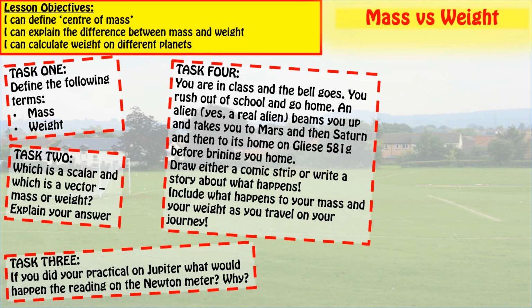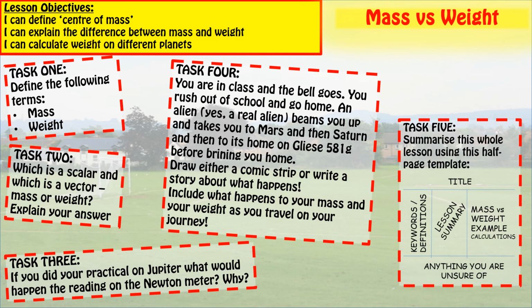Task 4, you're in a class, the bell goes, you rush out of school, you go home, a real alien beams you up, takes you to Mars and Saturn, and takes you to its home, Gliese 581G, before bringing you home. So draw a little comic strip, explain what's happening to your mass and your weight as you travel on your journey. And then task 5, as always, do the postcard physics, mass versus weight example calculations on the right hand side.